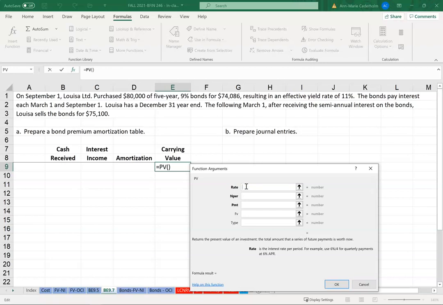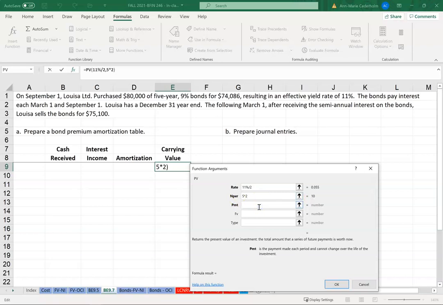Now the rate is the yield rate that we're using. In this case, the effective yield rate is 11%. But because we're paying this twice a year, I need to divide that rate by 2. So then you'll see it's 0.055. Now with the number of payments, this bond to maturity is 5 years. It says so right in the question. So if you do 5 times 2, because it's paying twice a year, that means there's 10 payments. So Nper is payments.